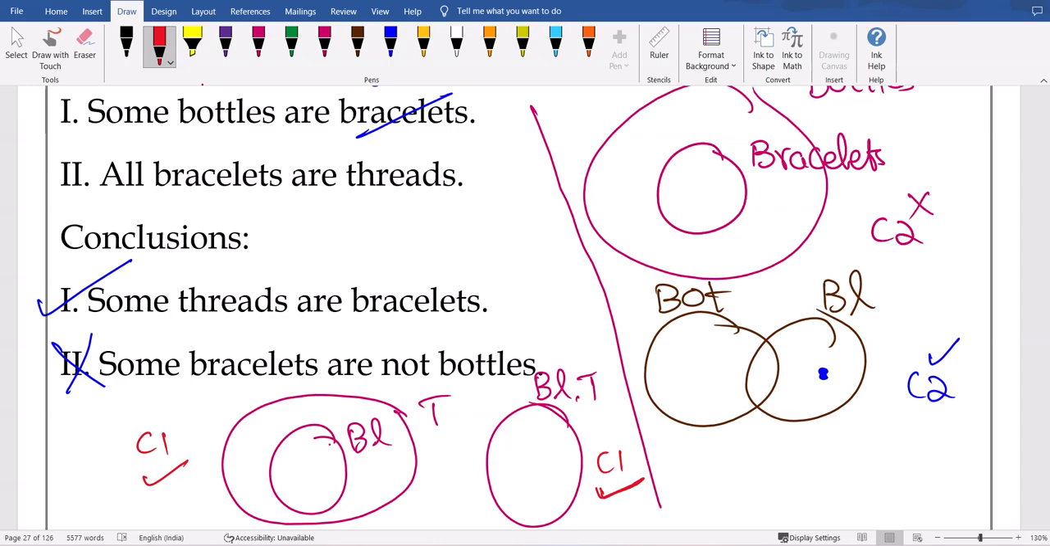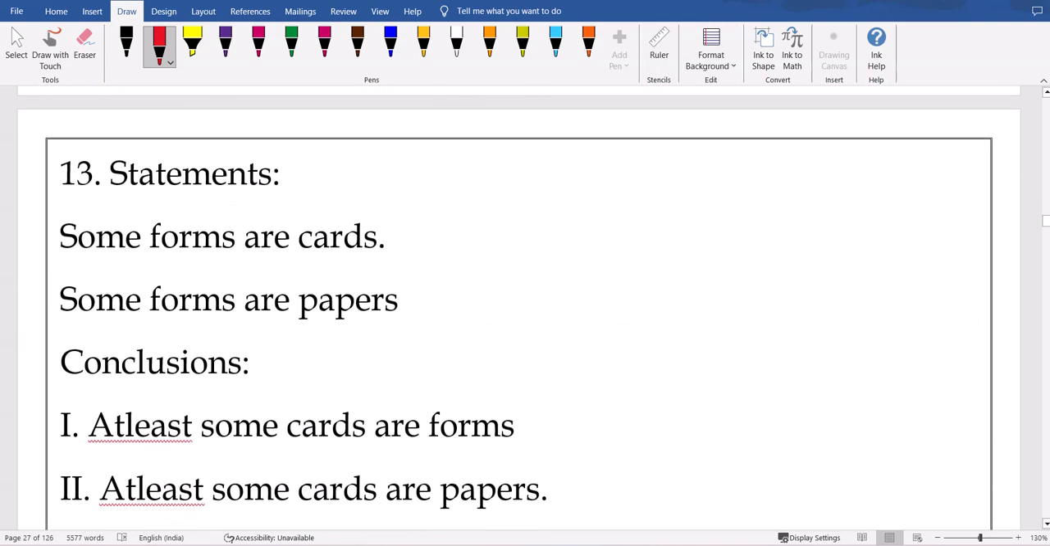Conclusion 1 is decided with these two. Conclusion 2 is decided with these two. Answer: only one follows. Superb. Only one follows. Next one.